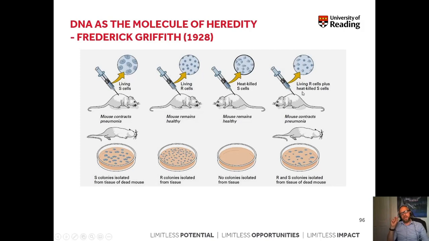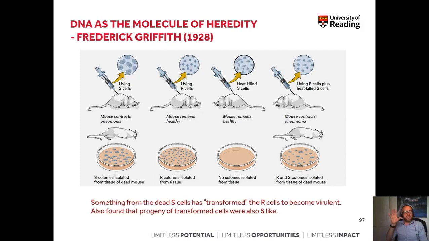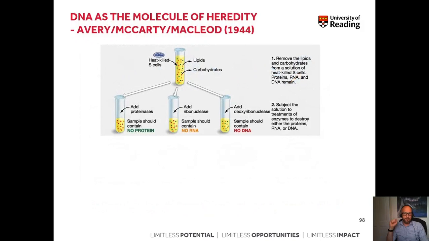This means that there must be a transfer of genetic information between living R cells and the remains of heat-killed S cells, and also they could nearly exclude proteins because proteins are heat sensitive. So something from the dead S cells has transformed the R cells to become virulent. They also found that progeny of the transformed cells were S-like.